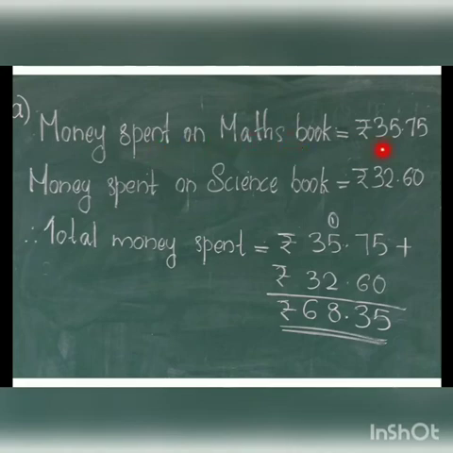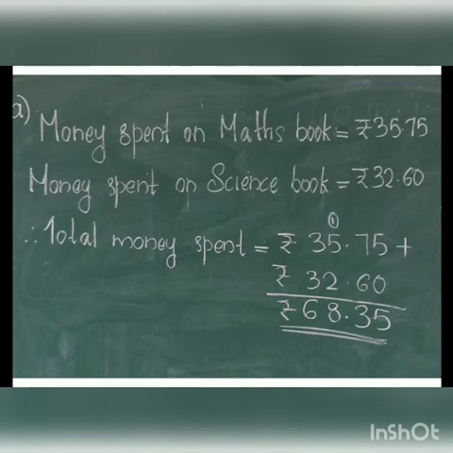Money spent on the maths book, how much? Rupees 35.75. Money spent on the science book, rupees 32.60. Now how will you find the total money spent? Adding the given amounts, rupees 35.75 plus rupees 32.60. Now adding, 5 plus 0, 5. 7 plus 6, 13, 3 here, 1 carry over. 5 plus 2, 7, plus 1, 8. 3 plus 3, 6.